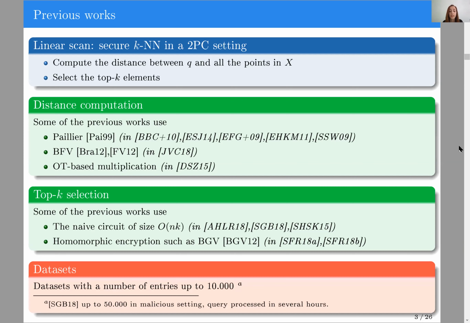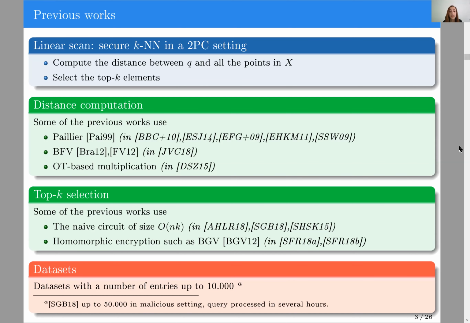To the best of our knowledge, the datasets used in this kind of setting have entries up to 10,000, at least the datasets that work on two-party computation in the honest but curious setting. There is a work in 2018 that has more entries, 50,000, but this work is done in the malicious setting, and the query is processed in several hours. But anyway, no dataset that we found goes past 10 or 50,000 entries.